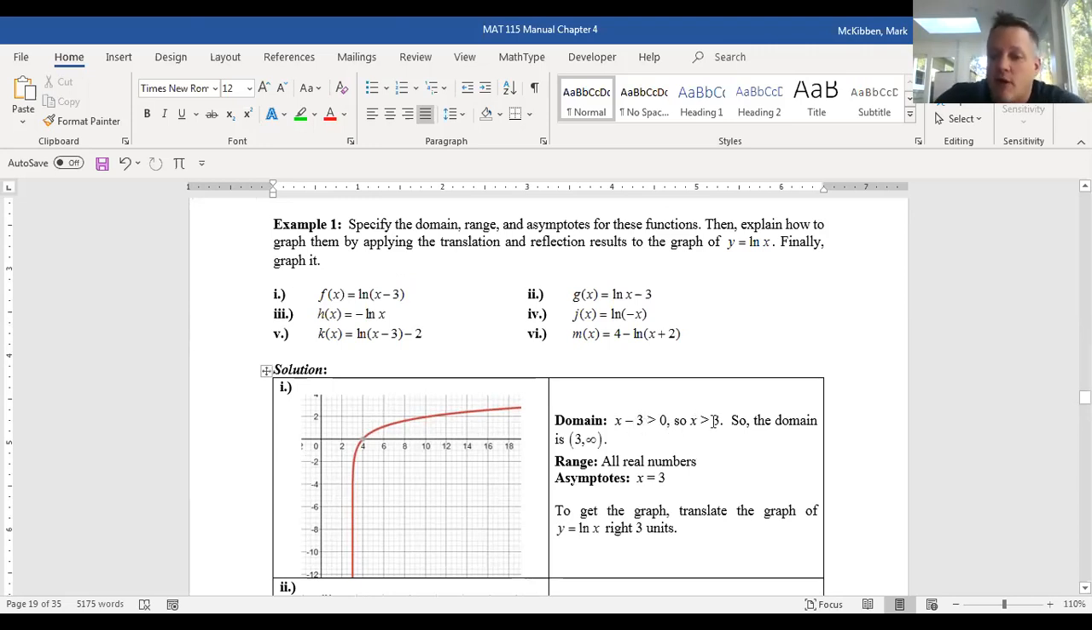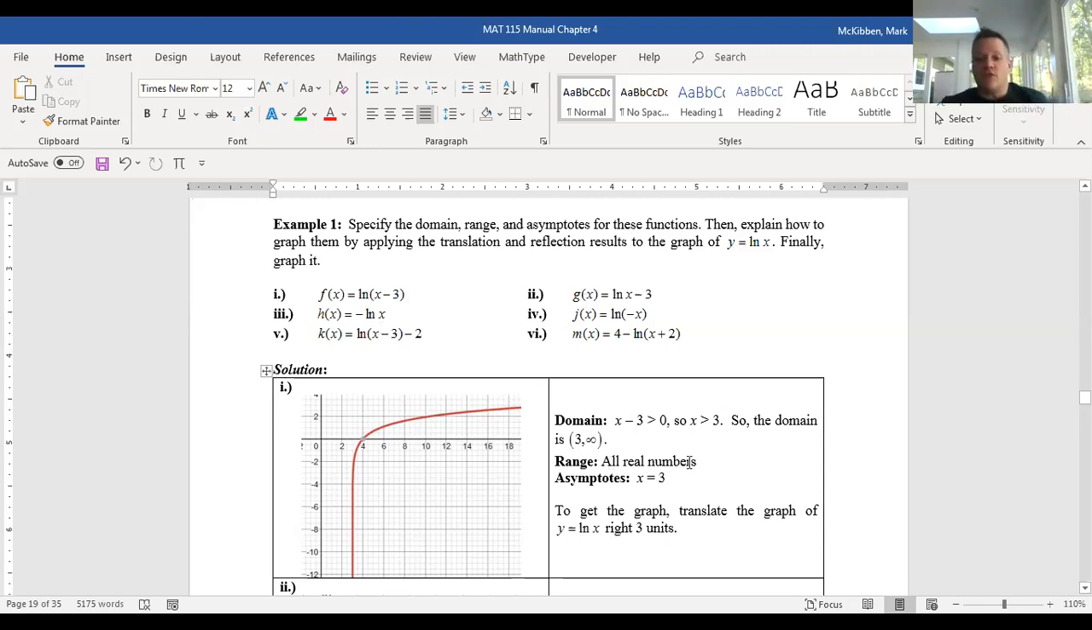So x has to be larger than 3. And so the domain is everything from 3 to infinity, not including 3. I mean, you cannot take the log of 0 because there's no way to get the base to a number to give you a 0 output. The range is always all reals, right? So that's not going to change even if we're moving them up, down, left, or right.